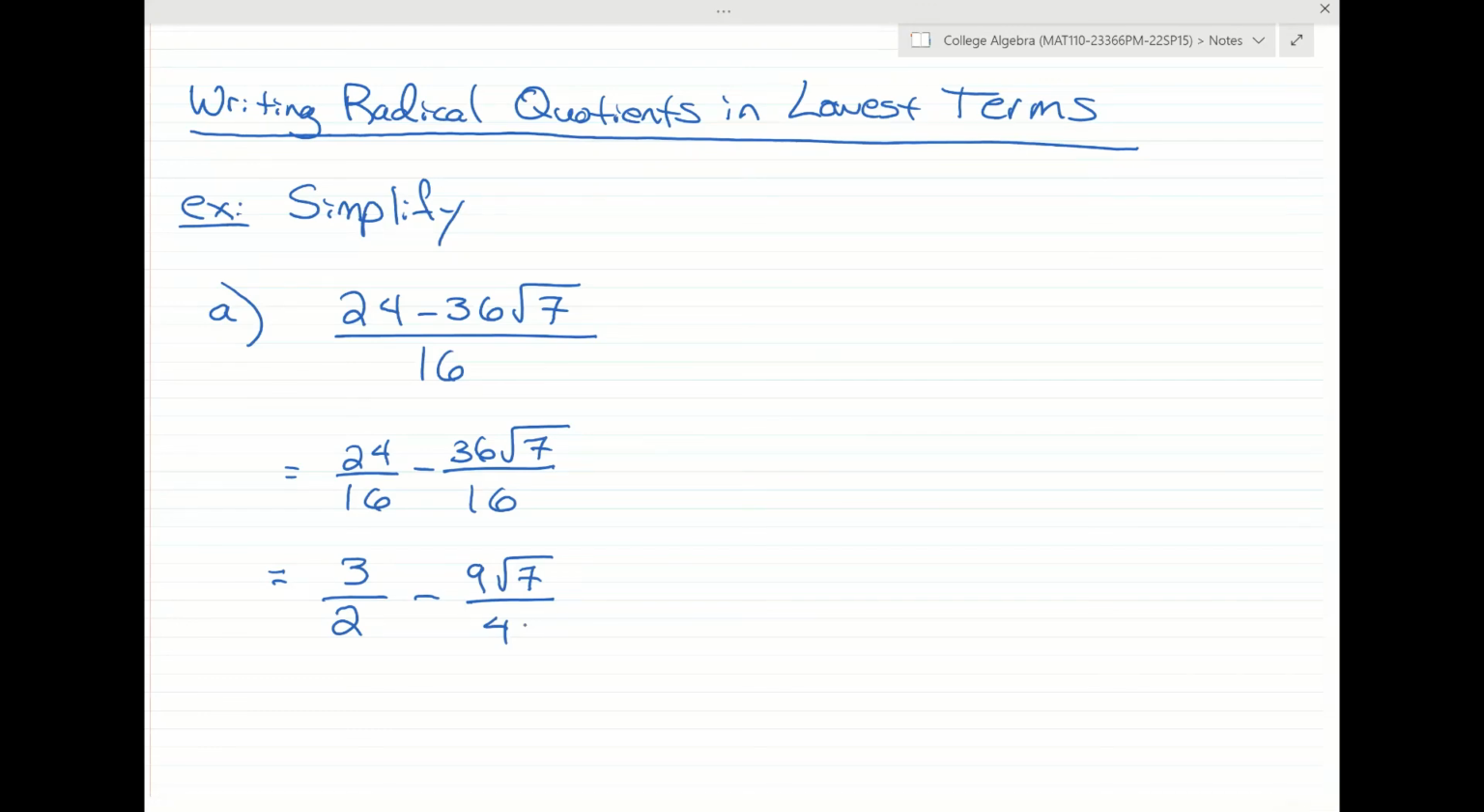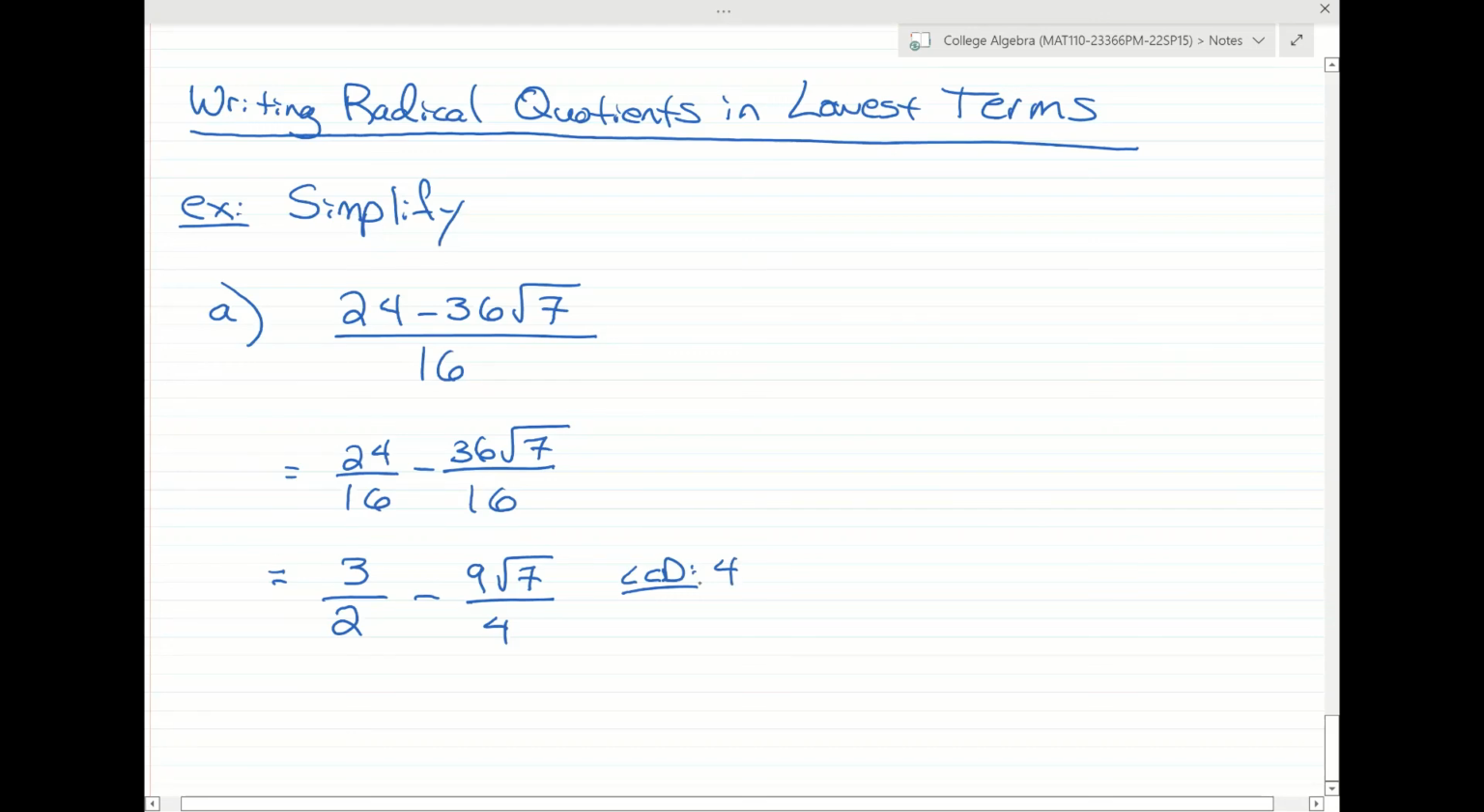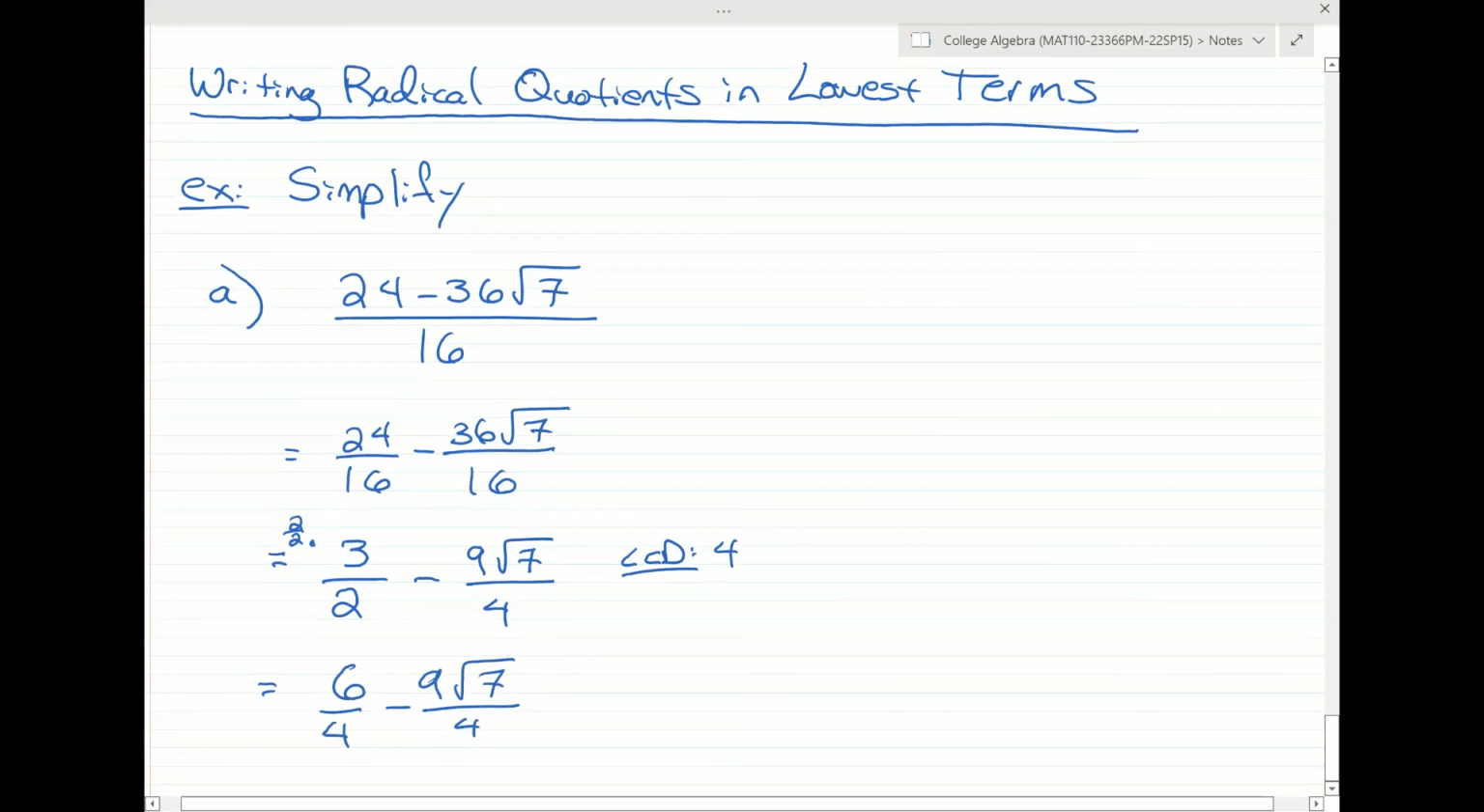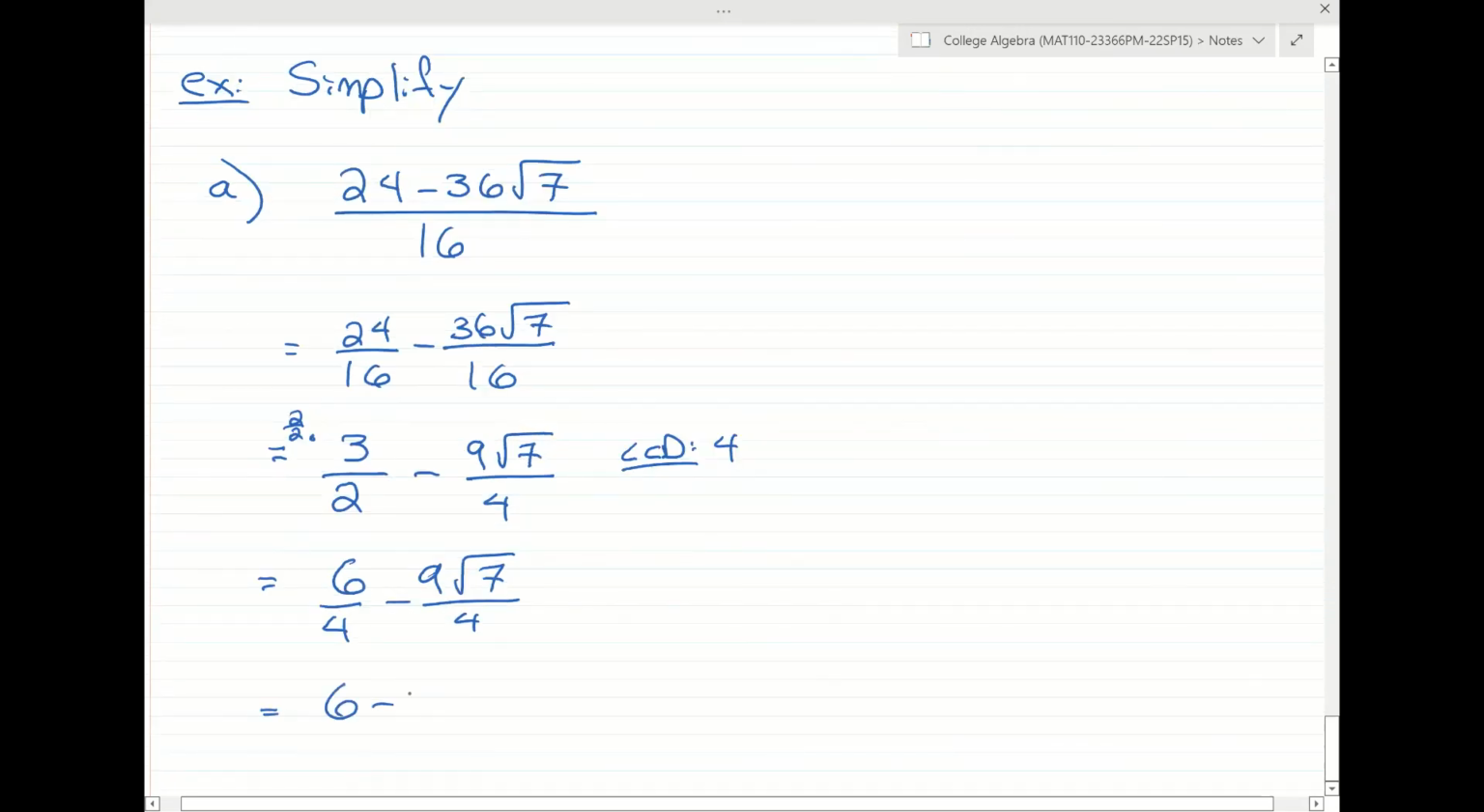The last step is to try to combine them. So we have 2 separate fractions. The least common denominator would be 4. If we just multiply this fraction by 2 over 2, you wind up with 6 over 4 minus 9 root 7 over 4, giving us the final answer of just 6 minus 9 root 7 over 4. This is a fully simplified answer.